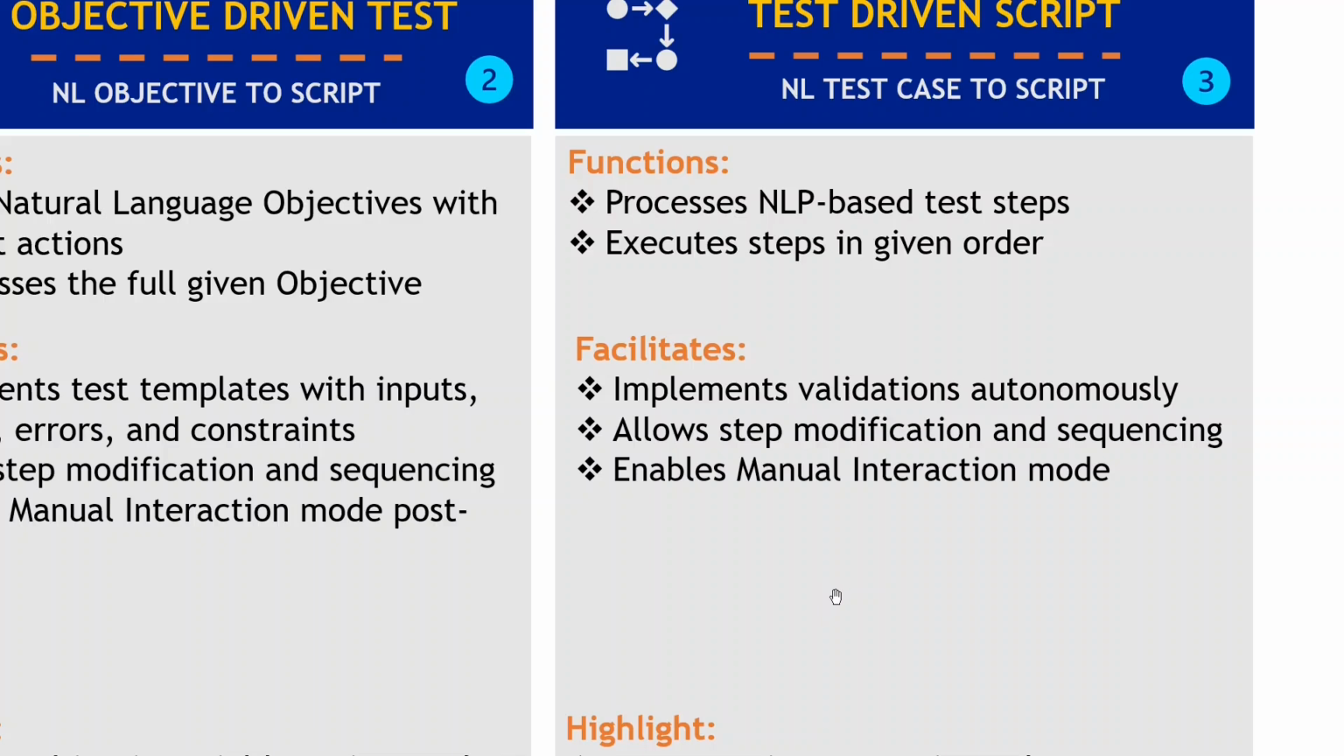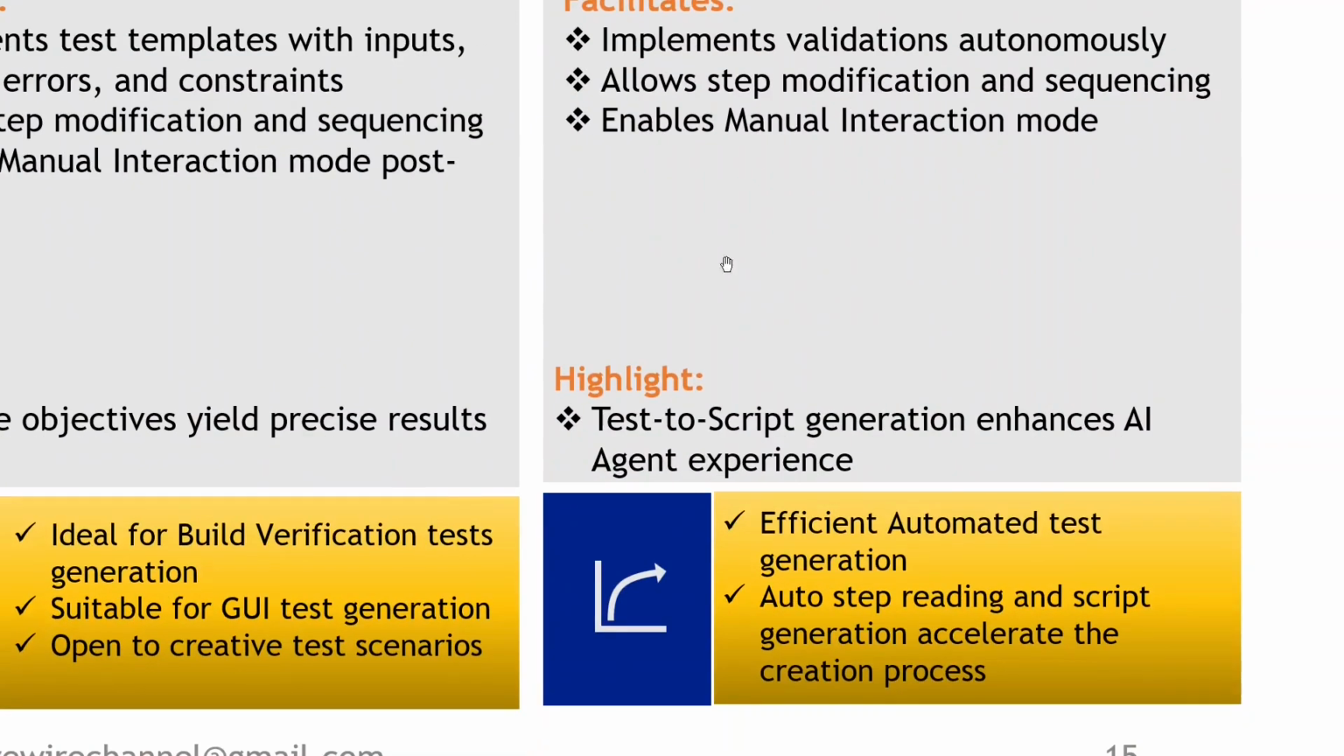For a particular step, if you don't know how to do it, or it is not generating based on the given NLP input, you switch over to manual interaction and start interacting with the application. The highlight that I see is that test to script generation enhances the AI experience. Definitely it is an additional experience that I felt, and it is useful for customers who don't have any test suite earlier, but are using the test manager.